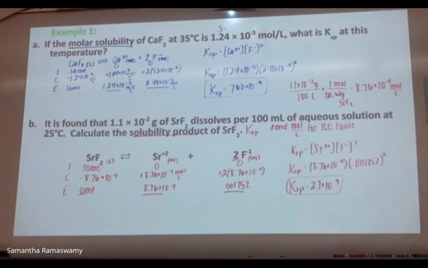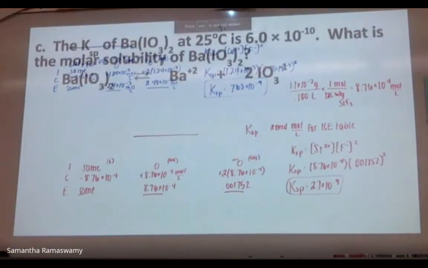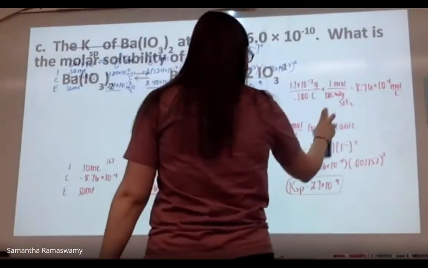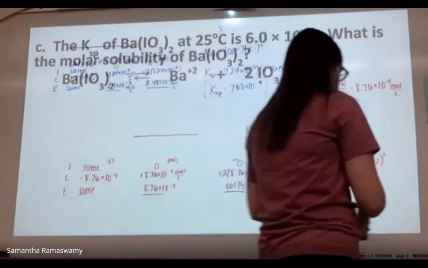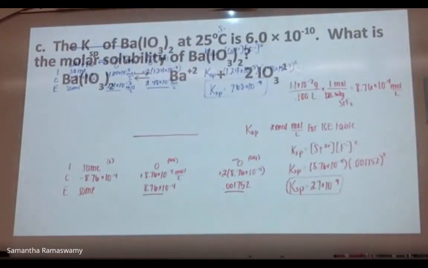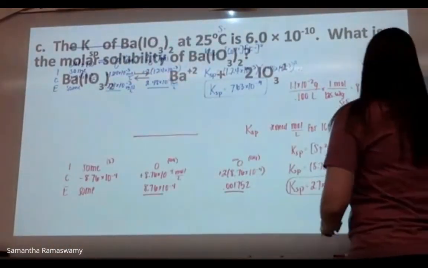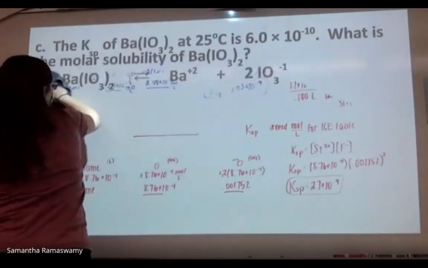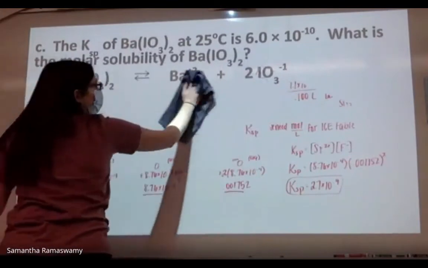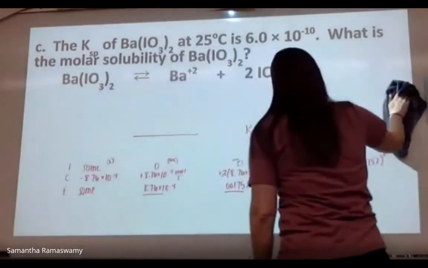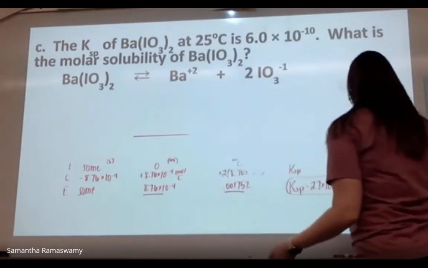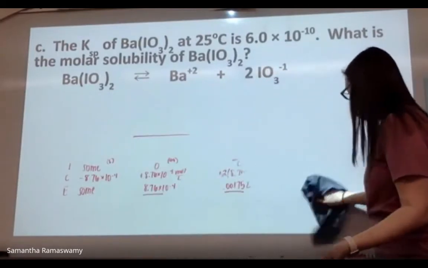So then for part C, now this has us going backwards because now they give us Ksp. So they give us Ksp, and now they're saying, what is the molar solubility? So the Ksp of barium iodate is 6 times 10 to the negative 10. Now, what if they didn't give us Ksp? Well, again, on a test or a quiz, you're going to be given Ksp.